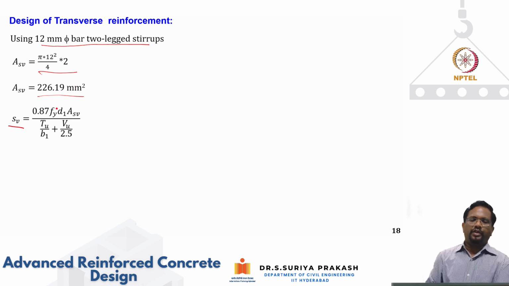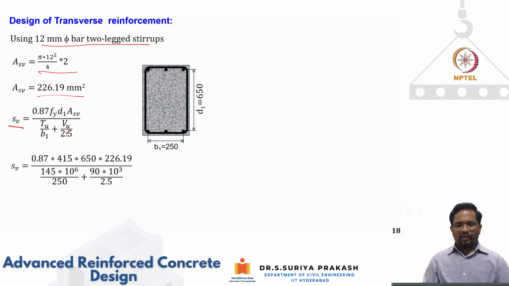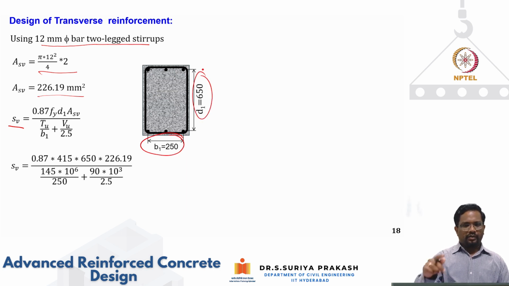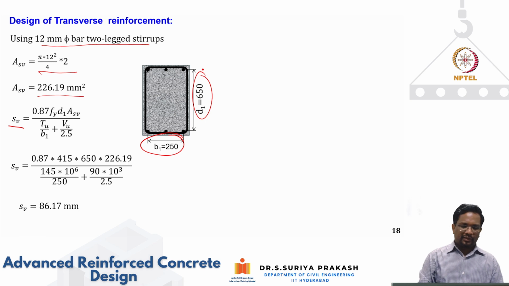SV is 0.87 Fy D1 into ASV by TU by B1 plus VU by 2.5. So if you substitute and calculate the values for B1 and D1, which we have done previously, B1 was 250 and D1 was 650, right? B1 and D1 are center to center distance between the extreme longitudinal bars in the X and Y direction. So you get SV value as this, which is 86.17.